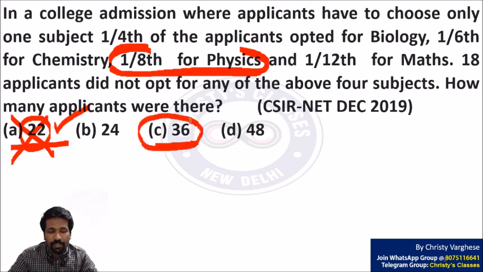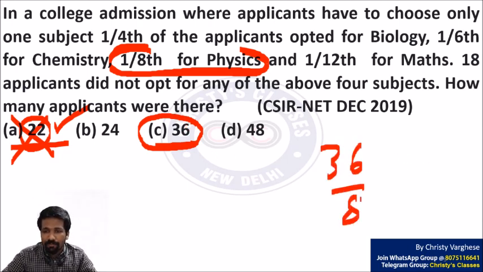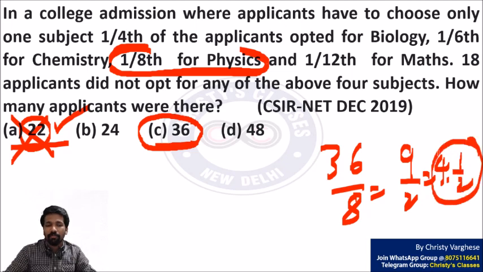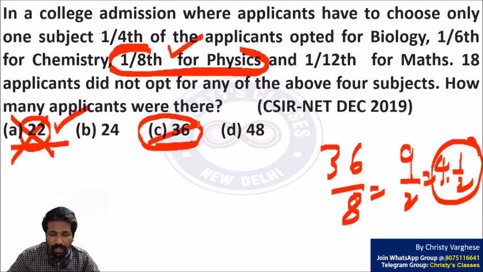In the same way, 36 is not a multiple of 8. Multiple of 8 means without remainder; it should not give you a fraction. 36 by 8 will give you 18 by 4, that is 9 by 2. 9 by 2 means 4.5 children. 4.5 children does not make sense. So definitely if 36 students are there, the physics number creates a contradiction. So option C is also wrong. So we have only 2 remaining options. Now you just have to try those 2 options.